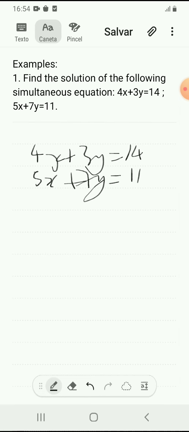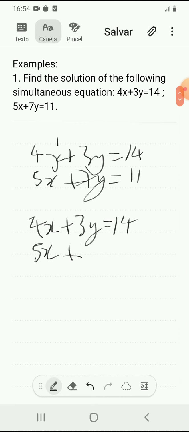Then you need to decide which term you want to eliminate, or which variable or letter you want to eliminate. So in this case, I'll choose x. So we will write 4x plus 3y equals 14, and 5x plus 7y equals 11.